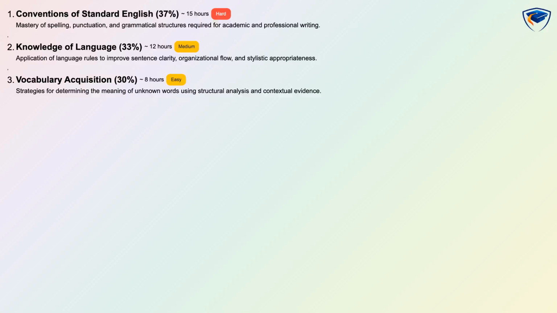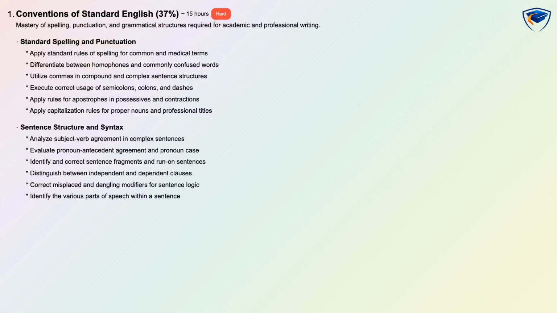and vocabulary. Conventions of Standard English carries 37% of the exam, is labeled hard, and has an estimated learning time of 15 hours with conceptual plus scenario-based assessment. This domain focuses on mastery of spelling, punctuation, and grammatical structures required for academic and professional writing, so you will practice standard spelling and correct punctuation such as commas, semicolons, colons, dashes, and apostrophes.